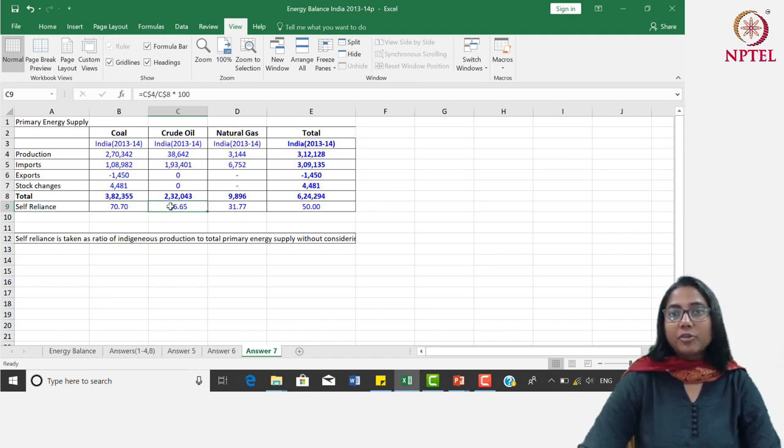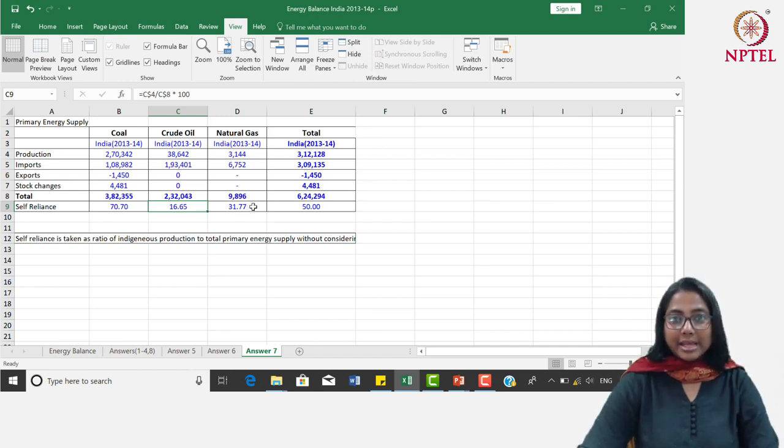If you look at the figure for crude oil, that's very, very different. The scenario is very different from what you see for coal. In case of coal, you saw that only 30% is being imported. Here you see more than 80% is being imported by India. Only a little above 16%, or you can say only 17%, of crude oil in the primary energy supply is domestically produced in India, and the rest of it is imported. So the self-reliance with respect to crude oil is very, very low in India.